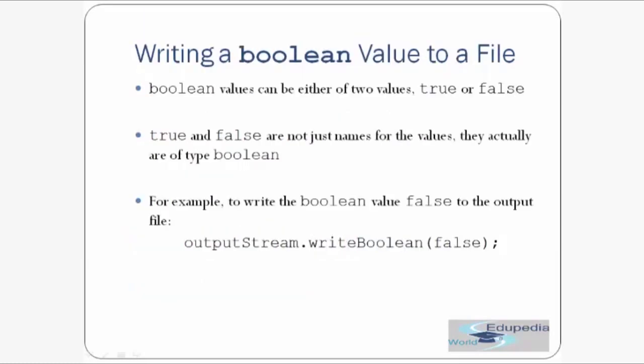Then writing a Boolean value to a file. Boolean values can be either of two values, true or false. True and false are not just names for the values, they actually are of type boolean. For example, to write the Boolean value false to the output file, we can write OutputStream.write Boolean, and then we can pass false or true. So this will actually write the Boolean value to your file.